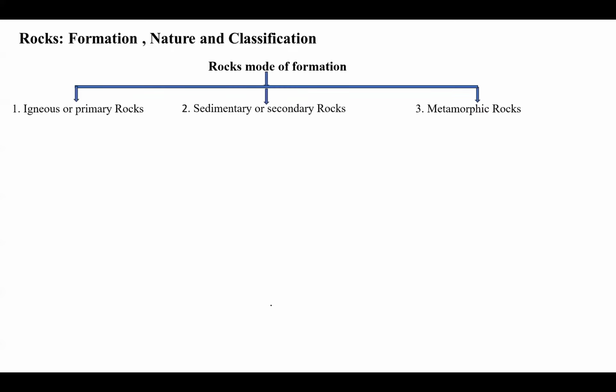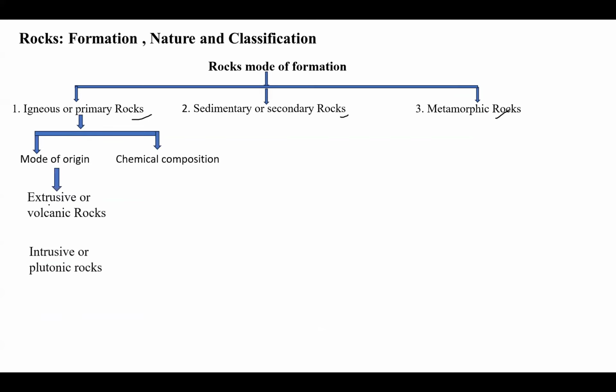Now we will go through the formation, nature, and classification of rocks. Rocks are divided based on mode of formation. As I told you, there are three different rocks: igneous rocks, sedimentary rocks or secondary rocks, and metamorphic rocks. Igneous rocks are also called primary rocks. In these primary rocks, we can see two classifications. Based on the mode of origin, they are divided into extrusive or volcanic rocks, remember this word, and intrusive or plutonic rocks. We are going to deal with these two in detail.